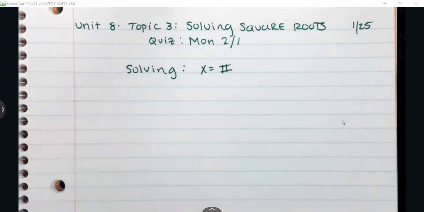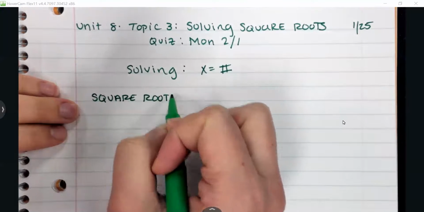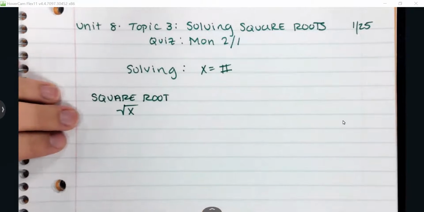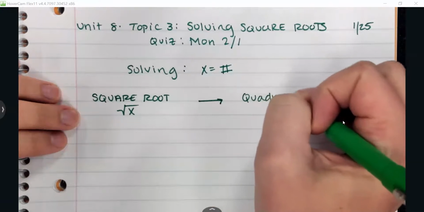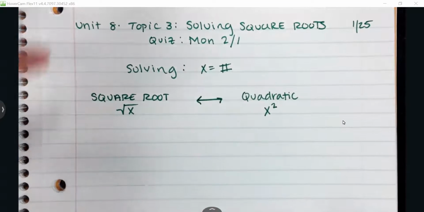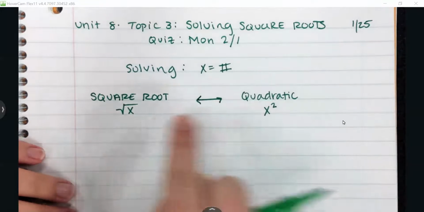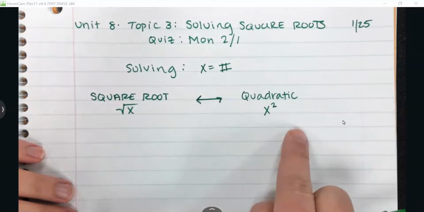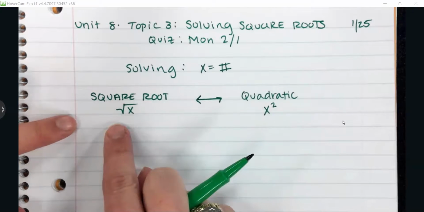Now, just like in our warm-up, to undo addition, we use subtraction. To undo multiplication, we do division. So today we are going to have a square root. A square root is the square root of x. And in order to undo it, we have to use a quadratic or an x squared. These go back and forth. So topic 3 is changing from a square root, solving, and topic 4 is going back and forth between the two types of equations. So in order to get rid of a square root, I use a quadratic. In order to get rid of a quadratic, I use a square root.